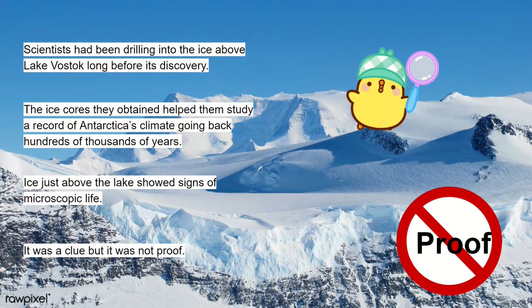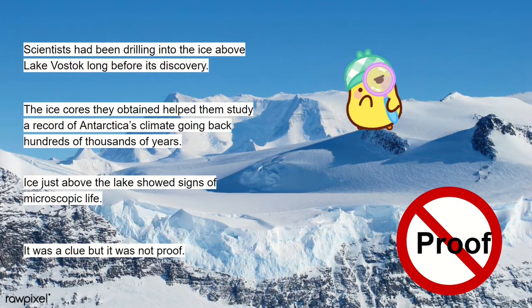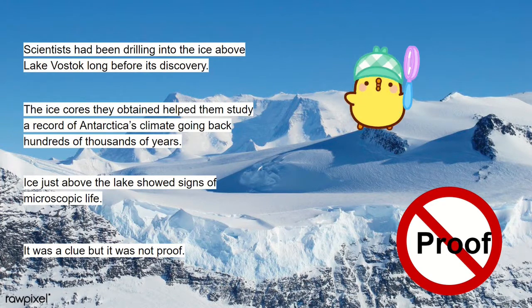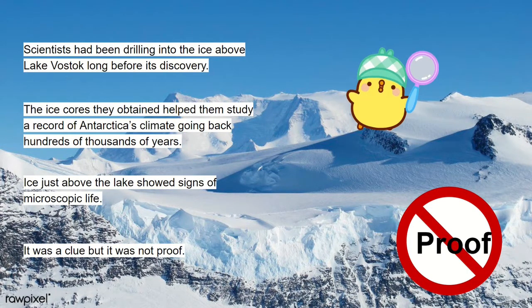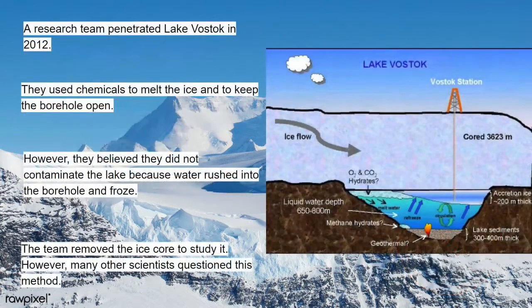Scientists had been drilling into the ice above Lake Vostok long before its discovery. The ice cores they obtained helped them study a record of Antarctica's climate going back hundreds of thousands of years. Ice just above the lake showed signs of microscopic life. It was a clue, but was not proof. A research team penetrated Lake Vostok in 2012. They used chemicals to melt the ice and keep the borehole open. However, they believed they did not contaminate the lake because water rushed into the borehole and froze. The team removed the ice core to study it. However, many other scientists questioned this method.